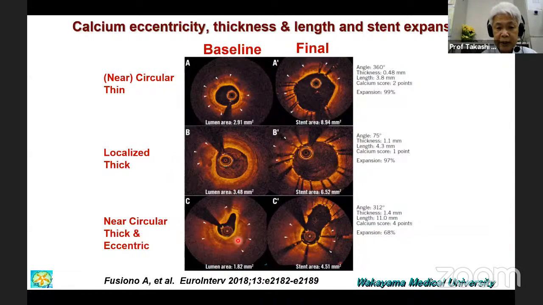However, with nearly circular or more than 180-degree eccentric calcium, it might be very difficult to obtain full expansion, as shown in this slide. And if you try to dilate more, there is some risk of rupture at the other site. Therefore, identification of the calcium is very important to treat the complex lesion, as you may easily understand, right?